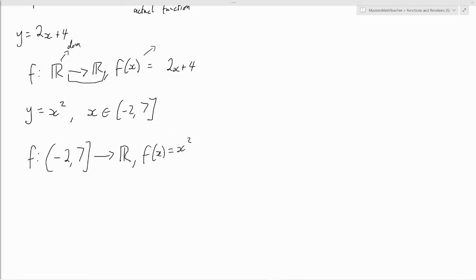You now have all the skills required to tackle questions involving functions and function notation.